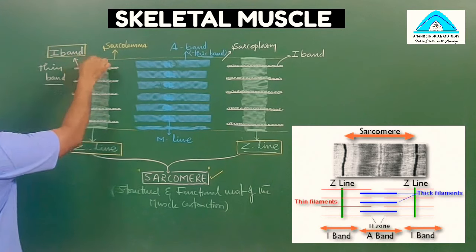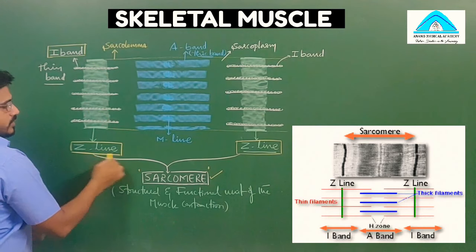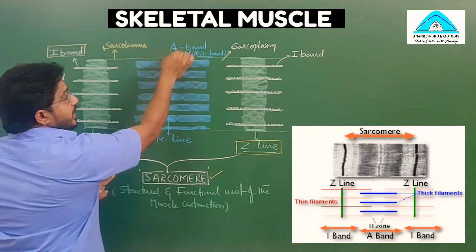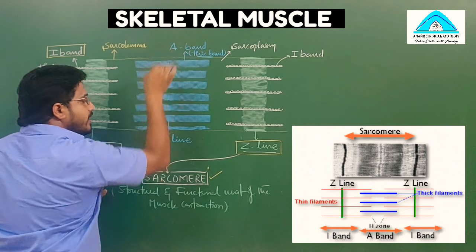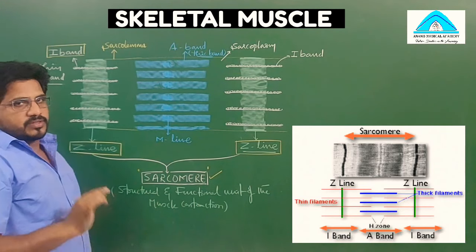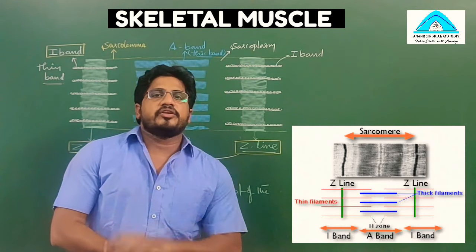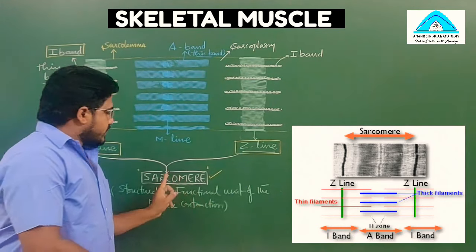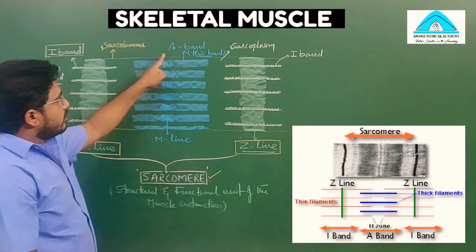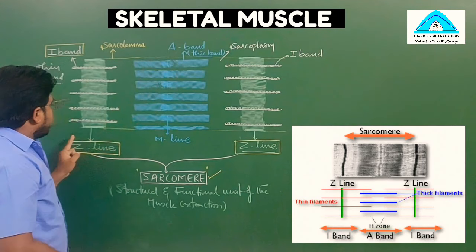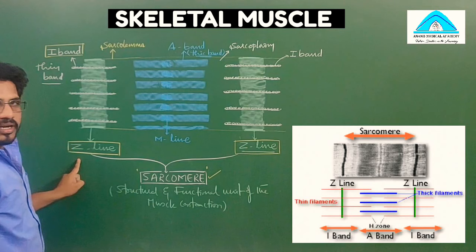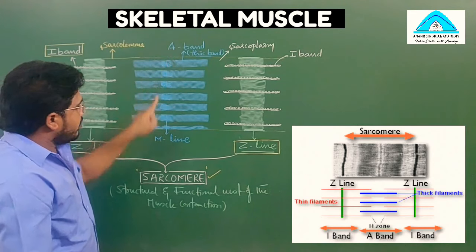So, at the I band center, the Z line is present. At the sarcomere center, the A band is present. At the A band center, the M line is present. So that is how you have to analyze the muscle structural unit called sarcomere. Center of the sarcomere, A band. Center of the I band, Z line. Center of the A band, M line.